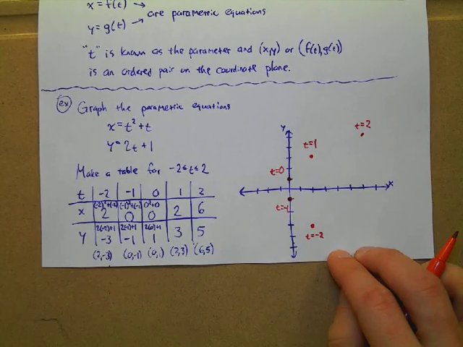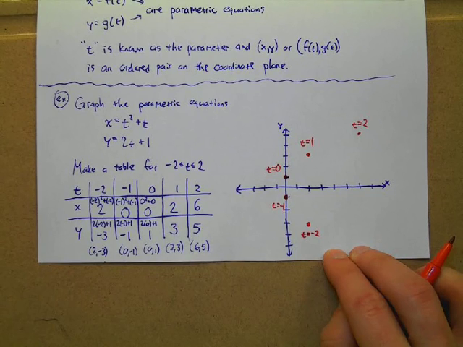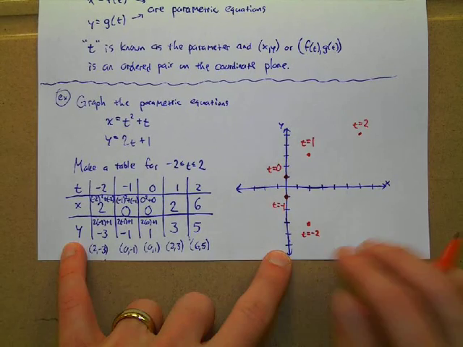And so now we're going to connect the dots. Okay, and we connect the dots in order of time. So, negative 2 to negative 1. We got to get back to 0 here, so we're going to have to curve out, but probably curve back in, right? And then 0 to 1, and then 1 to 2.